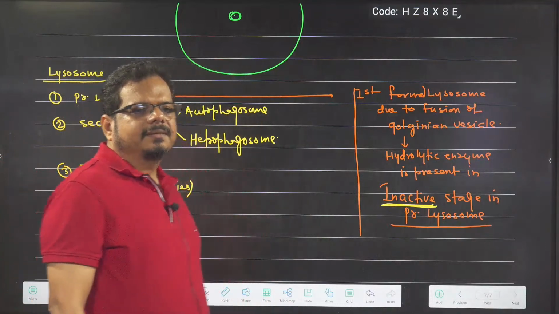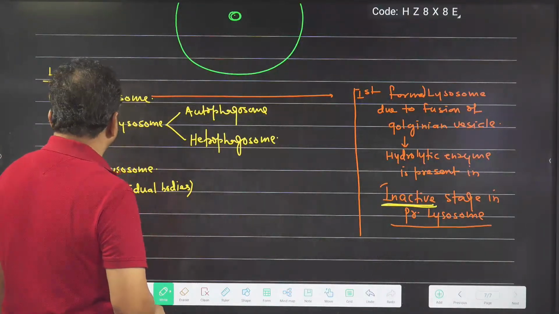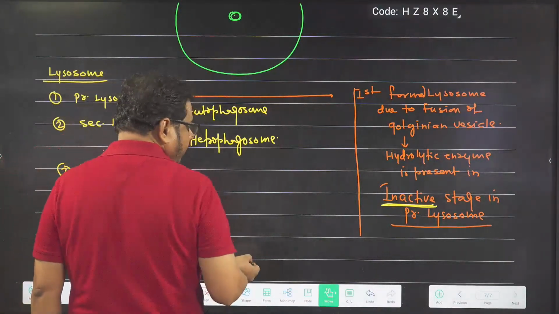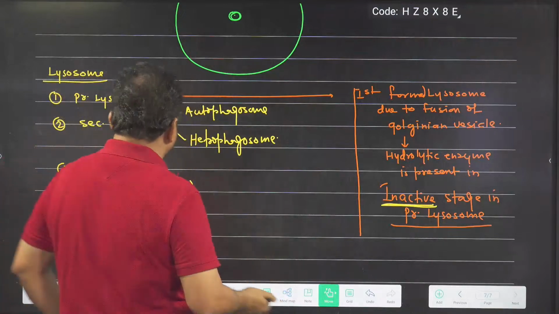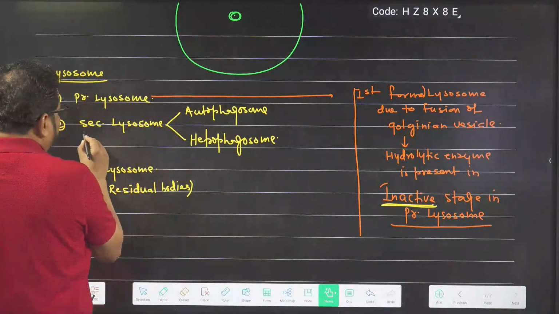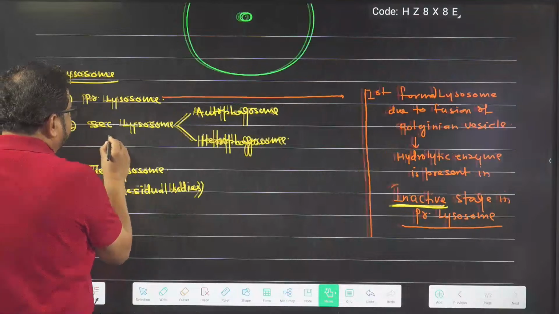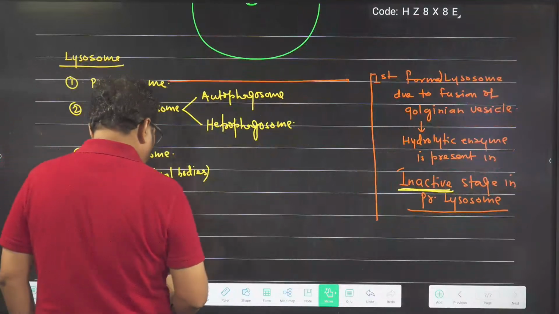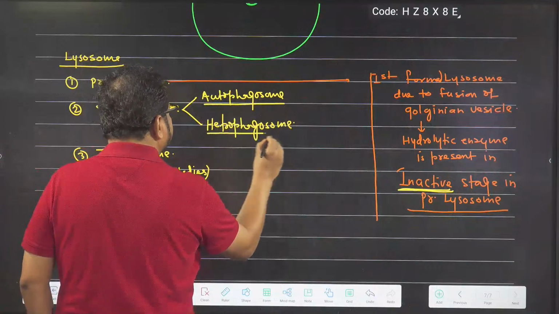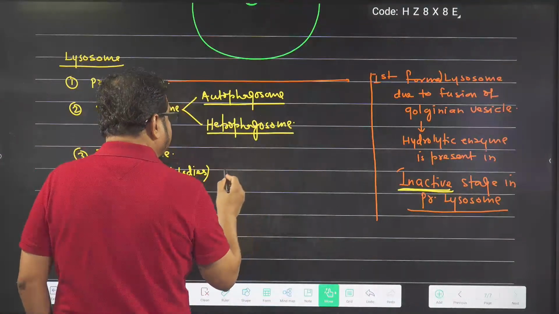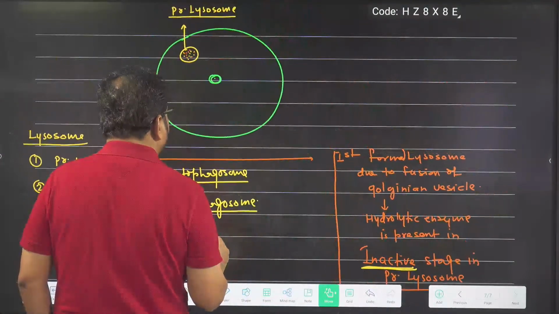Okay, done. So now we are going to tell you about some student asking previous slide. Don't worry, I will give you time to note down. So secondary lysosome you see first. I wrote two types of secondary lysosome: one is autophagosome, another is heterophagosome. So first let me draw the secondary lysosome, then you will understand it better.